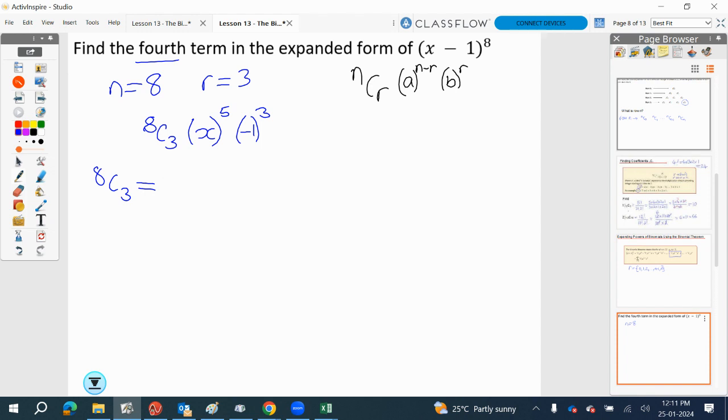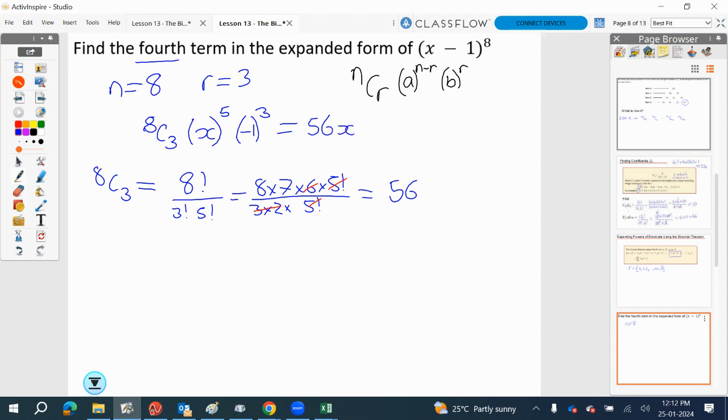Okay, let's have a look. So we need 8 factorial, 3 factorial, 5 factorial. So we need 8 times 7 times 6 times 5 factorial over 5 factorial times 3 times 2. So we can cancel the 5 factorials here. 2 times 3 is 6, that cancels that. 8 times 7? 56. So we need 56 here.